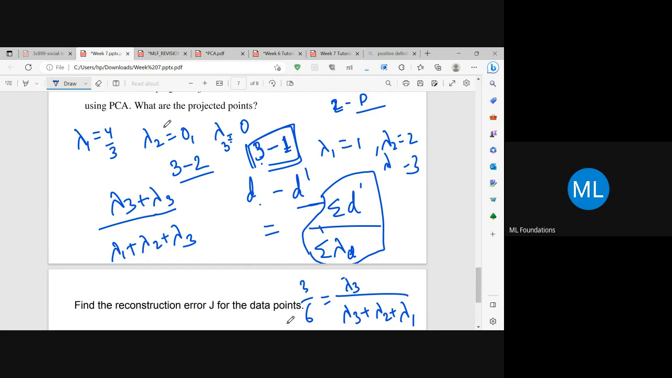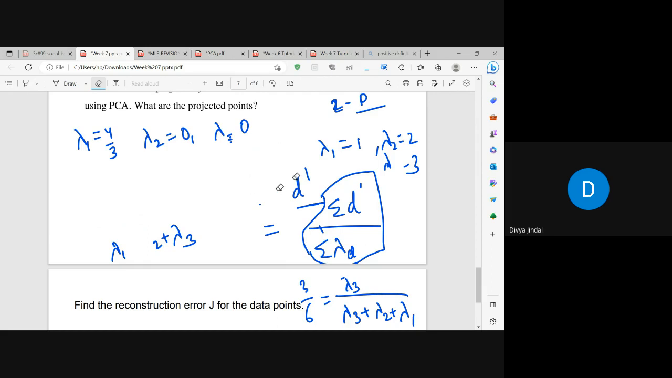If I'm going from 3 to 2, correct. So that will be 5 by 6. 5 by 6 of information I have conserved. Correct. So I guess this is clear, right? Yes. And information lost would then be 1 by 6, right? Information lost is 1 minus this one, whatever the information that is conserved.